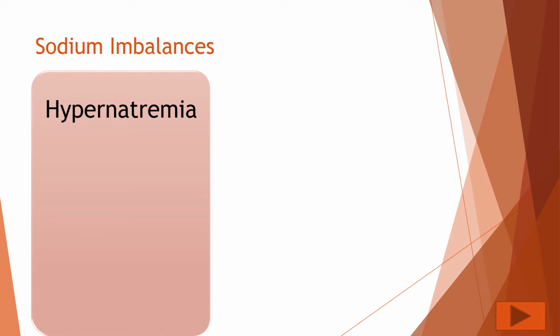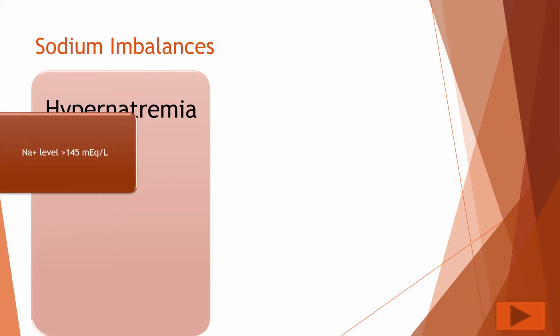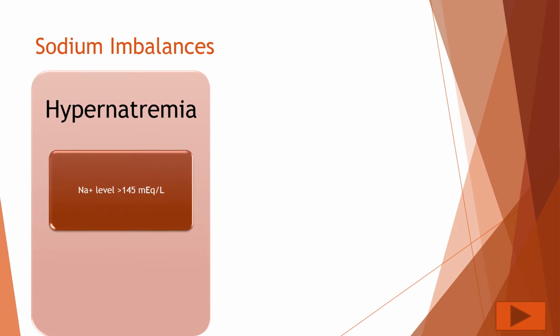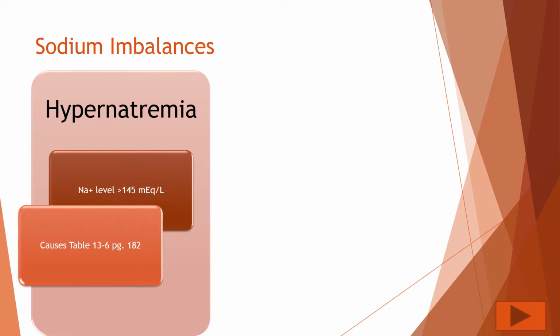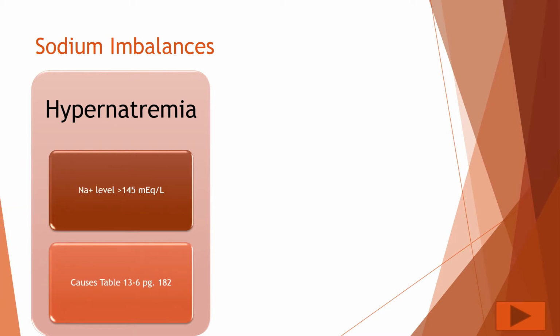The other sodium imbalance is hypernatremia. Sodium level is over 145 milliequivalents per liter. High serum sodium levels can be caused by or can cause changes in fluid volumes. Table 13-6 on page 182 of your textbook lists common causes of hypernatremia. A few of these are kidney failure, fever, infection, hyperventilation, and many more that are listed in the table.